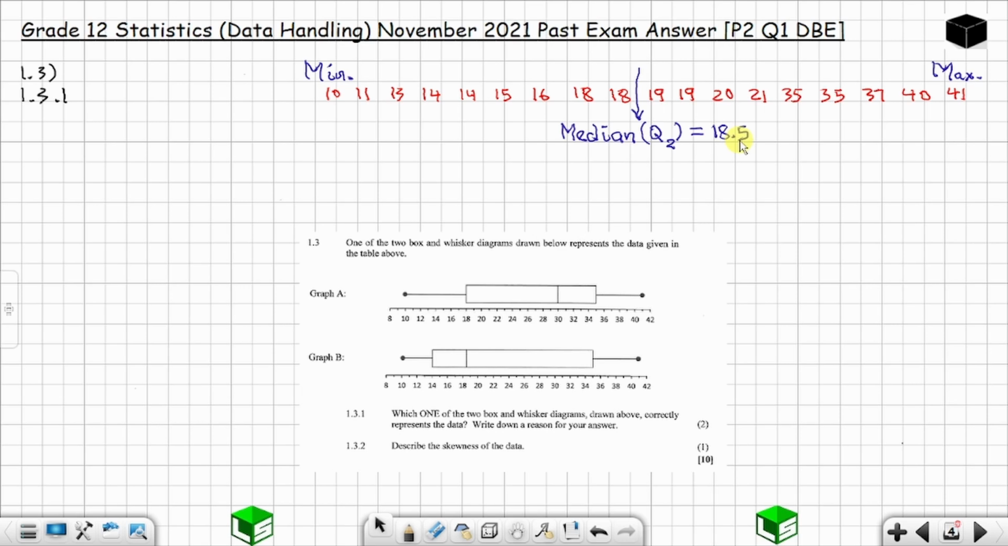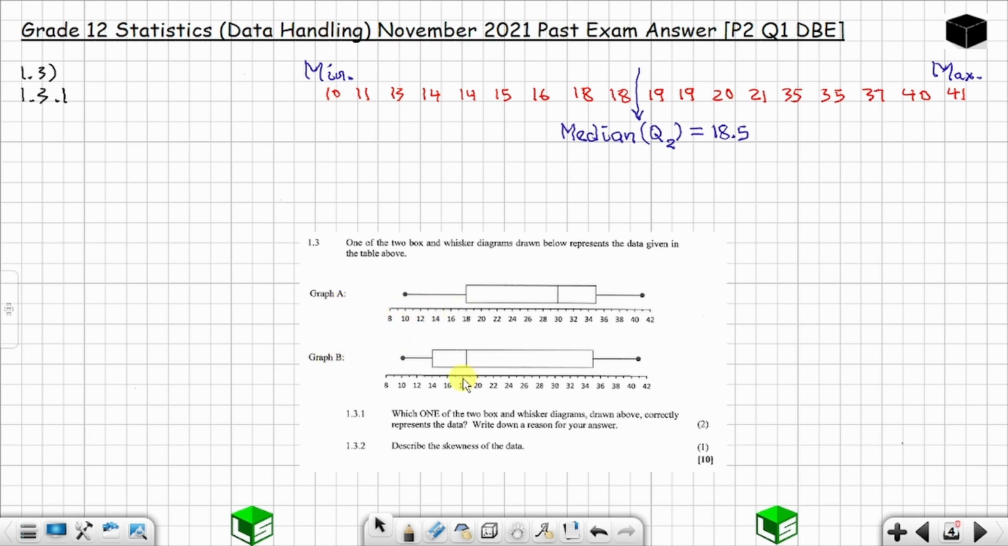This is your median. And which of the two box and whisker diagrams represent the median correctly? You can see the median is represented by this line, right? And in this one, the median is said to be 30. Can you see? But in this one, the median is said to be 18.5. Can you see? You have 18 there, 20, 19 is there, and between 18 and 19, you have 18.5. So you can see straight away that graph B is the correct one, not graph A.